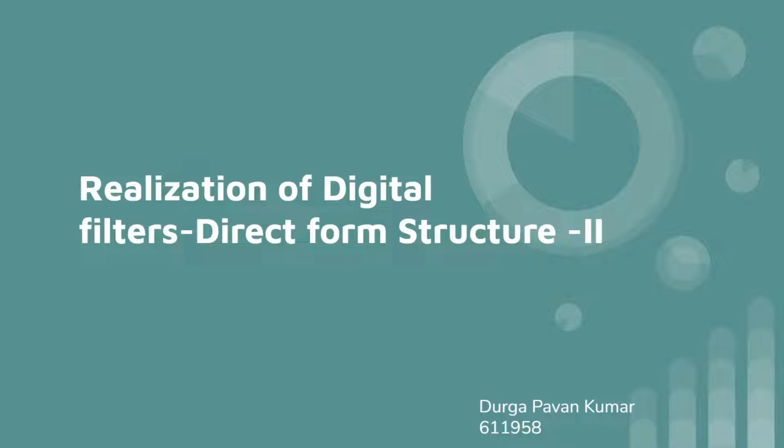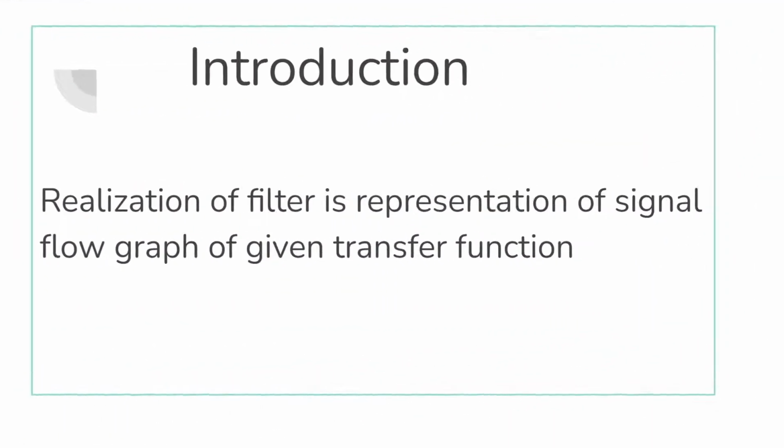In this video, we will discuss one of the realizations of digital filters, the direct form 2 structure. Realization of a filter is nothing but converting a given transfer function H(z) into a suitable filter structure that is generally depicted using a block or flow diagram, which shows the computational procedure for implementing a digital filter.